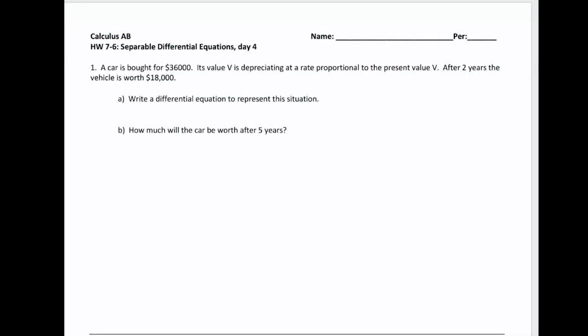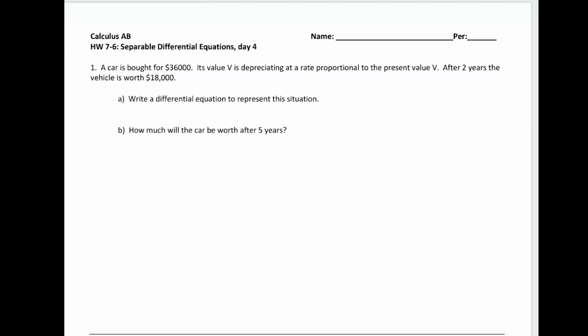Hey y'all, welcome back. We are still working with separable differential equations, although today we are focusing in on word problems and really just applications of these separable differential equations. So we've got several word problems here where we're going to want to set up a differential equation and then find the particular solution and usually answer some questions about it.